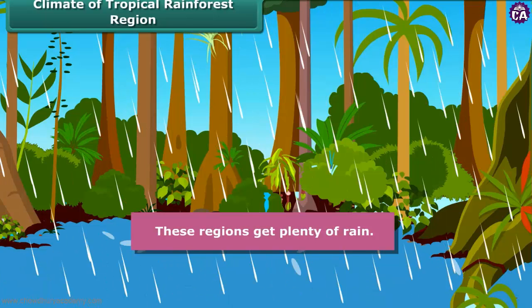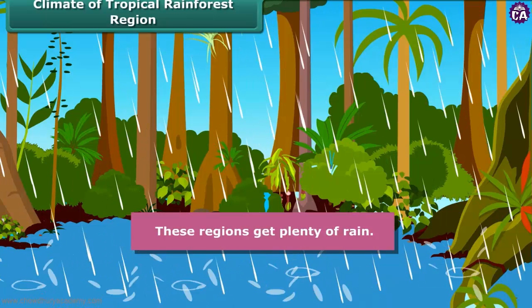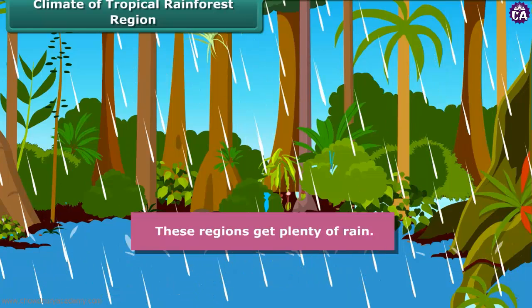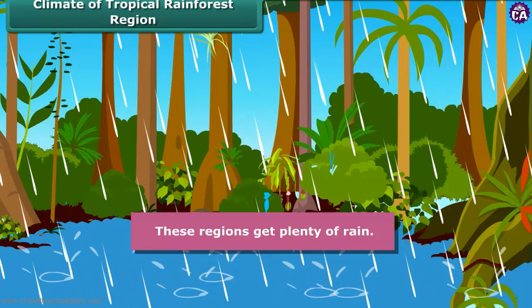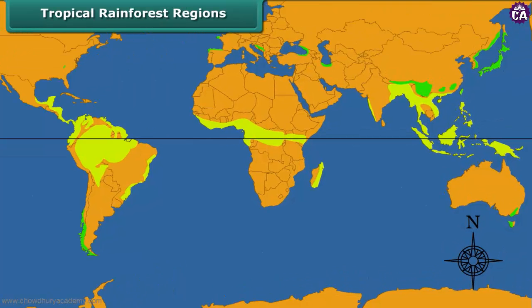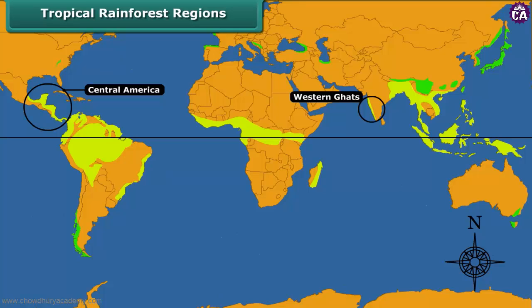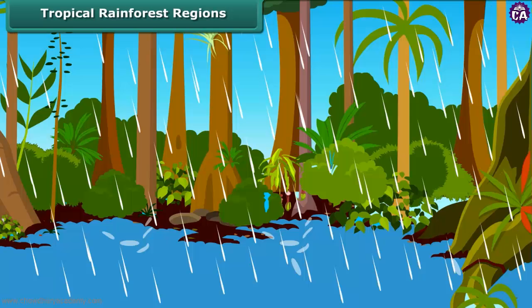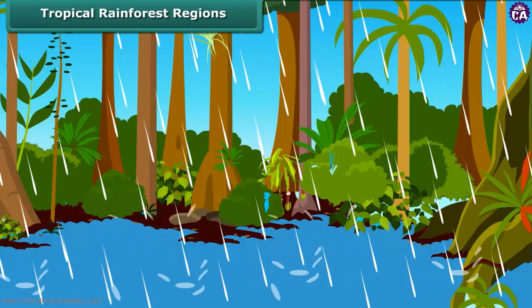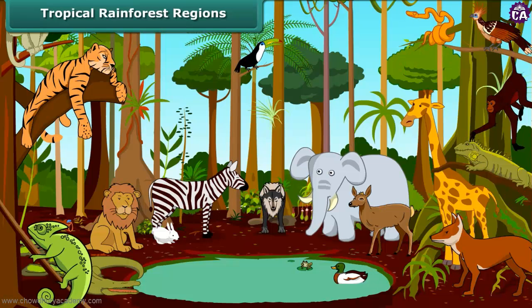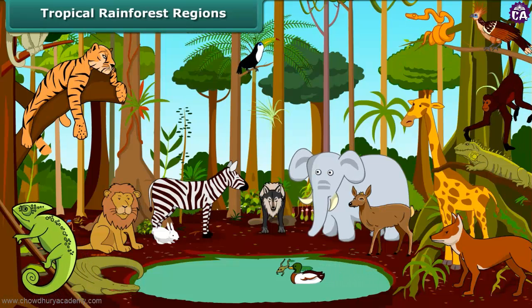Hot and humid climate makes this region rich in tropical rainforest. Tropical rainforests are found in Central America, Western Ghats and Assam in India, Central Africa and Southeast Asia. Because of continuous warmth and rain, this region has wide variety of plants and animals.